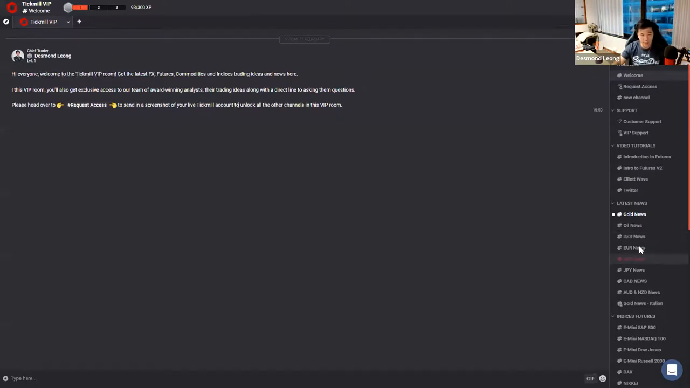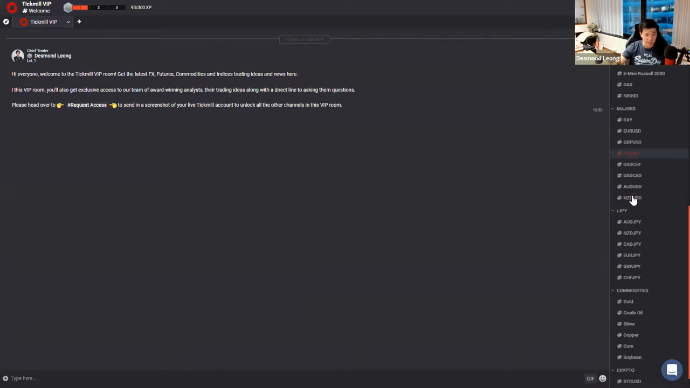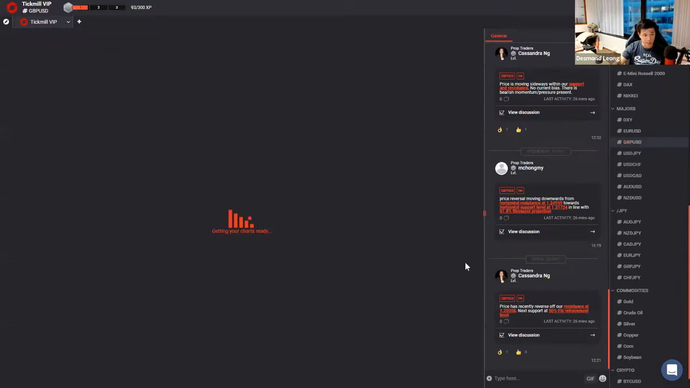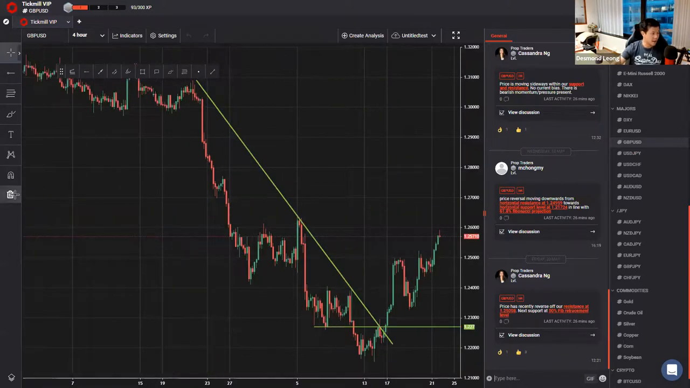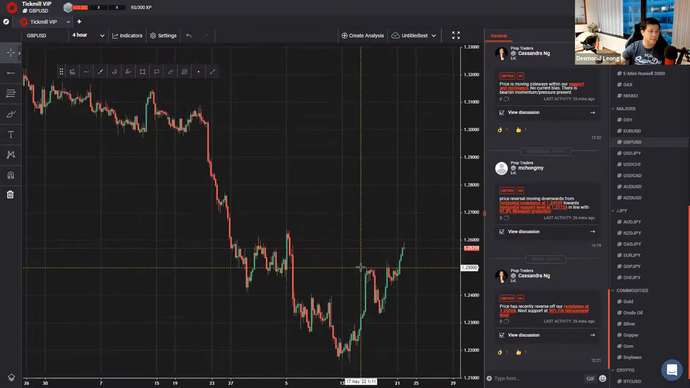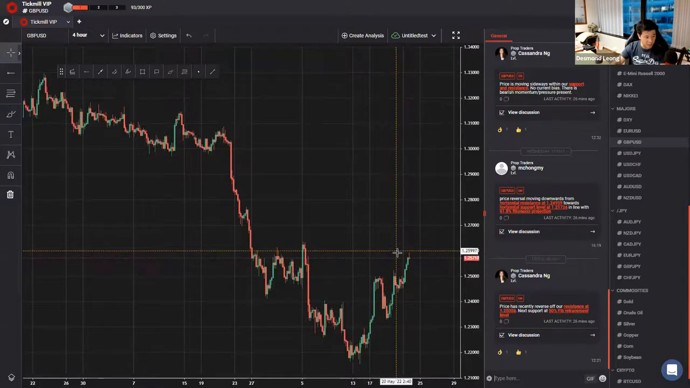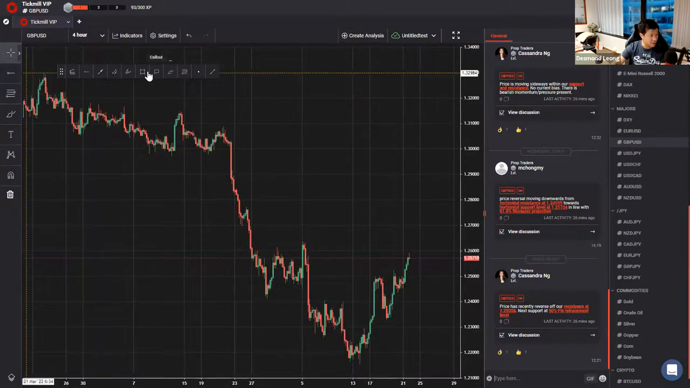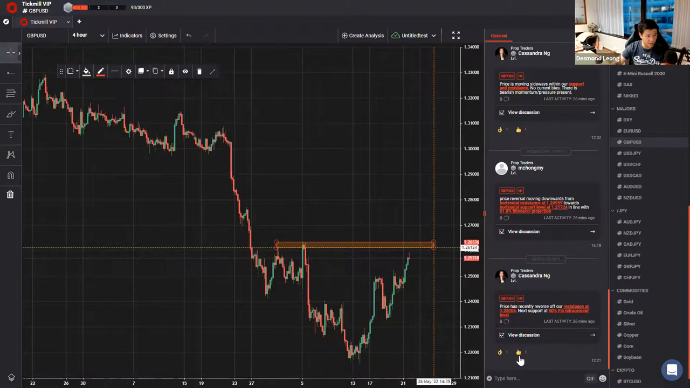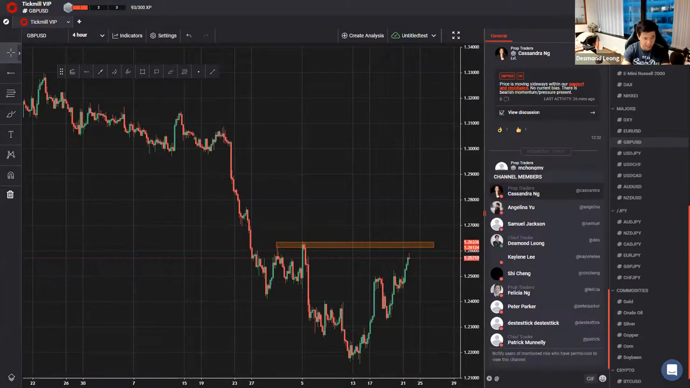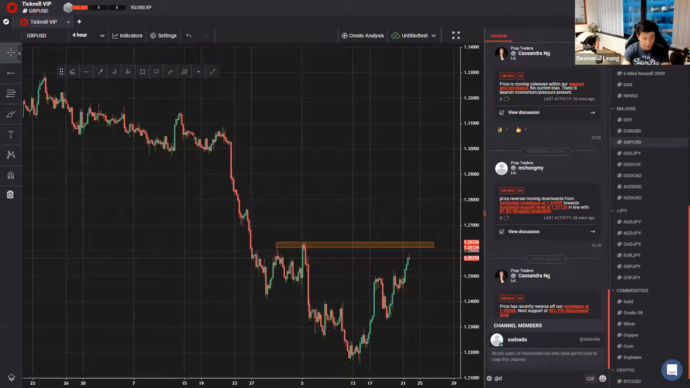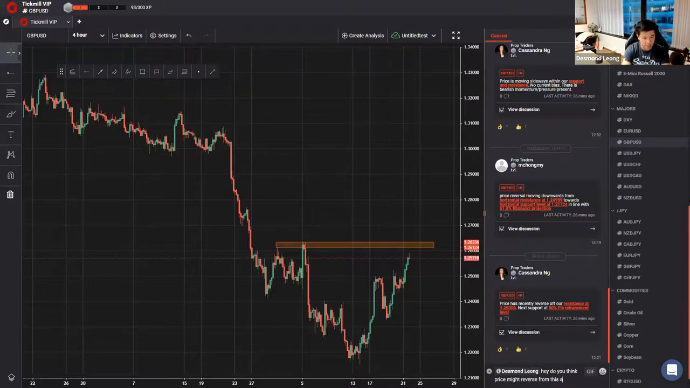But most importantly, let's say you have a question on pound dollar. We've got all different prop traders in here. Let's say you're looking at this chart and you're like, do you think price might reverse from here? You can draw this resistance area and @mention Desmond: do you think price might reverse from this area?